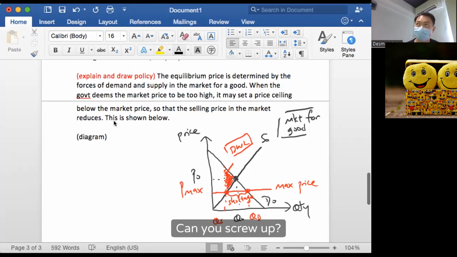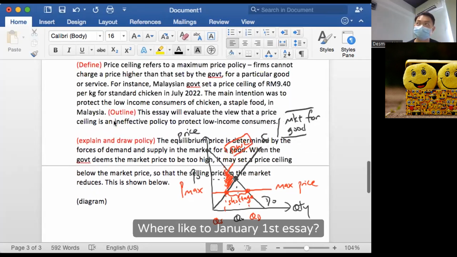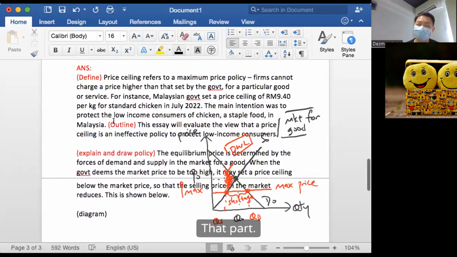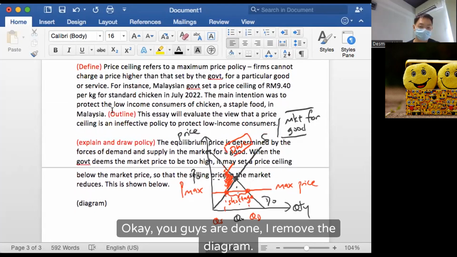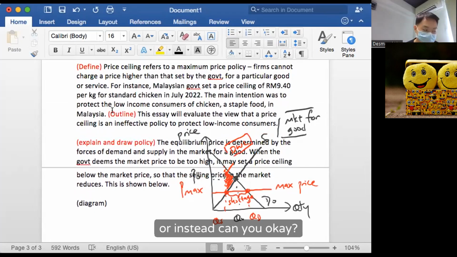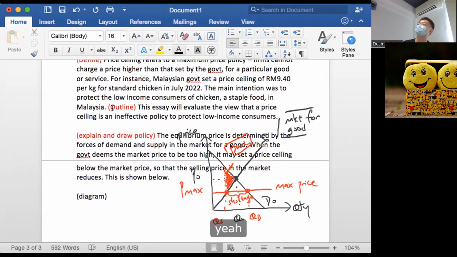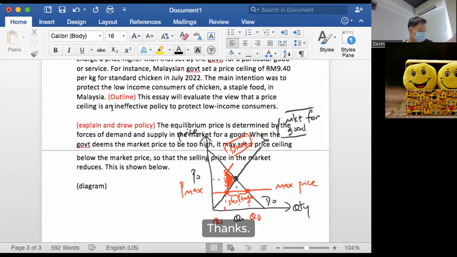Can you scroll up? Where, like, to January first essay. Yeah, that part. Okay, you guys are done. I removed the diagram. For instance, Ken, you okay? Yeah. Okay, thanks.